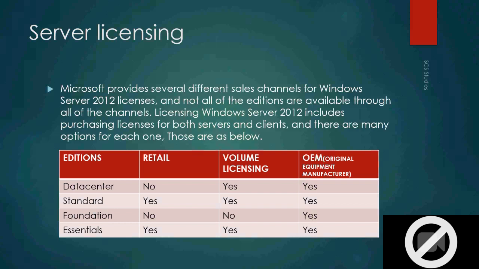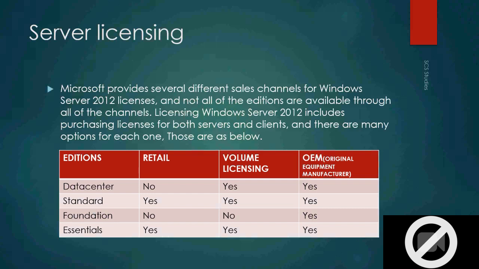Licensing of Windows Server 2012 includes purchasing licenses for both server and clients. That means you have to purchase a license for the server as well as the client. The client license is known as CAL. And there are many options for each one. Those are listed below.